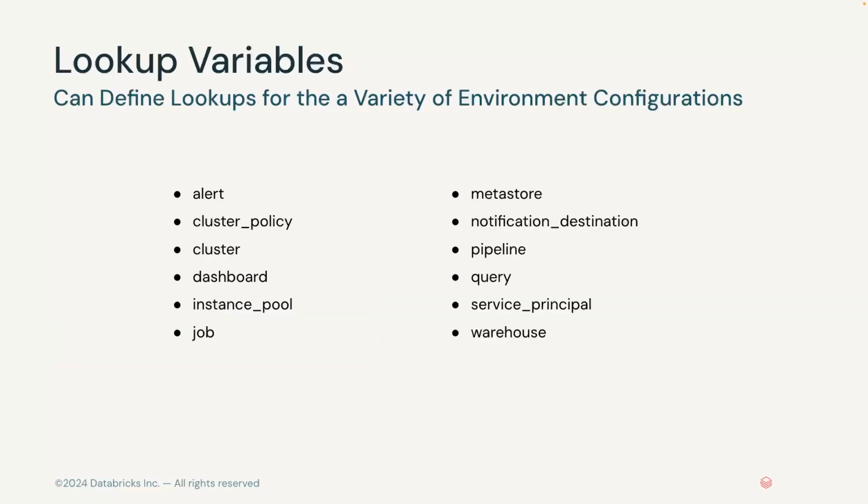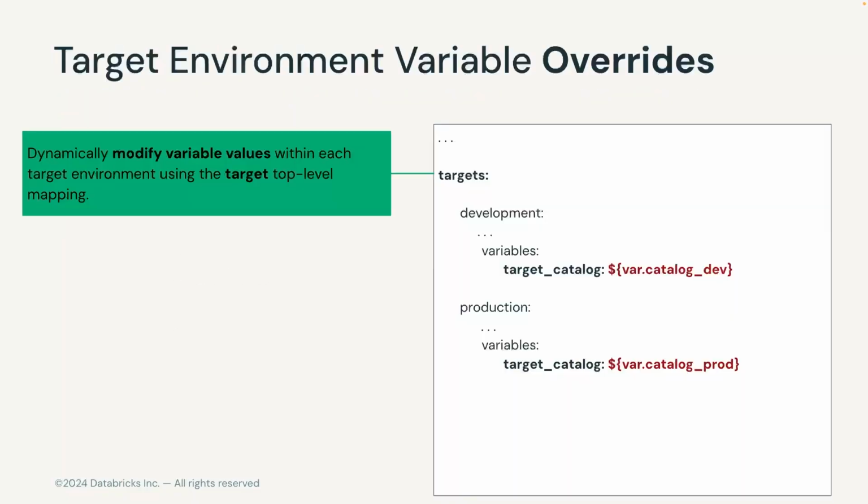You can use lookup variables for the alert, cluster policy, cluster, dashboard, instance pool, job, metastore, notification destination, pipeline, query, service principal, and warehouse object types at the time of this recording. Custom variables can then be used throughout your databricks.yaml file. One of the places you can use these is within your targets mapping. This allows you to dynamically modify variable values for each target environment.